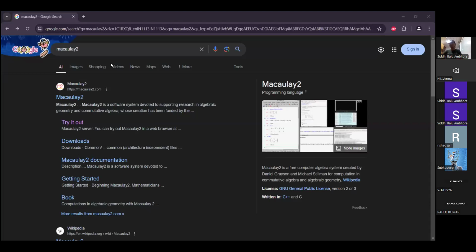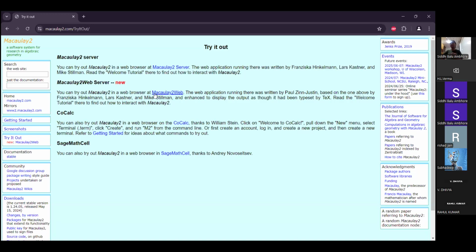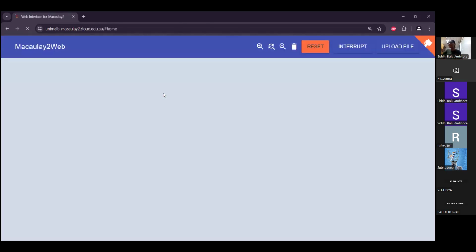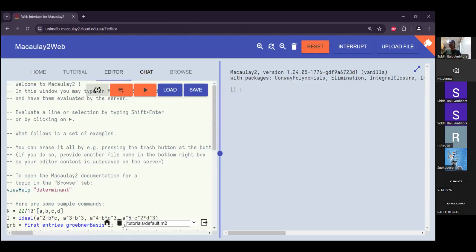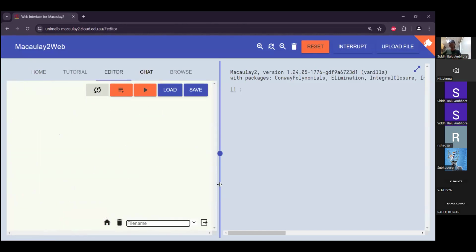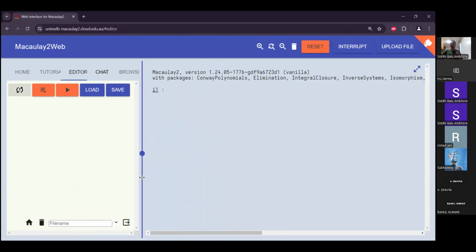When you search for Macaulay 2 in Google, you get this screen for tryout. When you click on it, it shows you this screen where you can just click on this Macaulay 2 web, and you will see this. This is how online Macaulay 2 looks like. You can also install Macaulay 2.